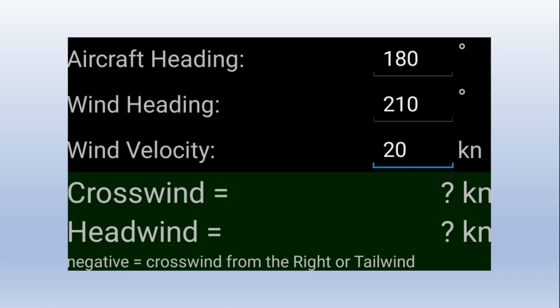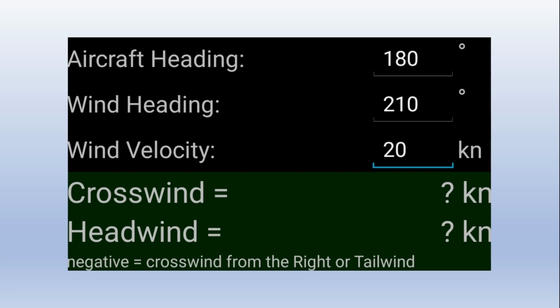So we'll take a look at a calculation using the second calculator since it's just a little more precise. All you do is enter the data and then hit enter and it will give you the results. So let's assume that we are flying out of Pine Bluff. So that means our runway heading is 180. So we'll put that in aircraft heading.